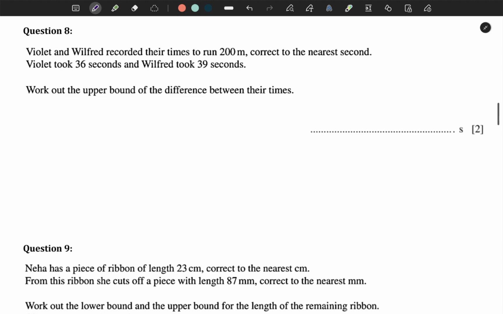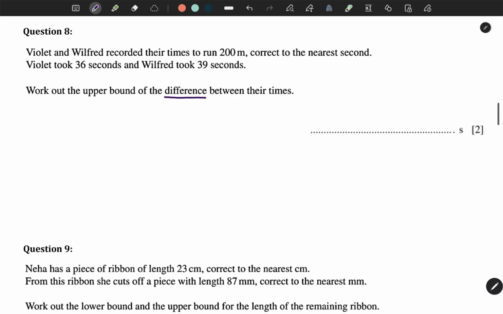Next. Violet and Wilfred recorded their times to run 200 meters correct to the nearest second. 36 seconds is Violet's time and Wilfred is running for 39 seconds. We have been asked to find the difference between the timings. For finding the upper bounds and lower bounds, when the question is about difference, that is subtraction, you have to be a little careful.